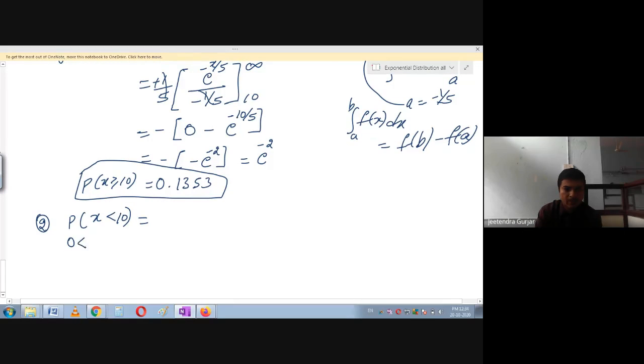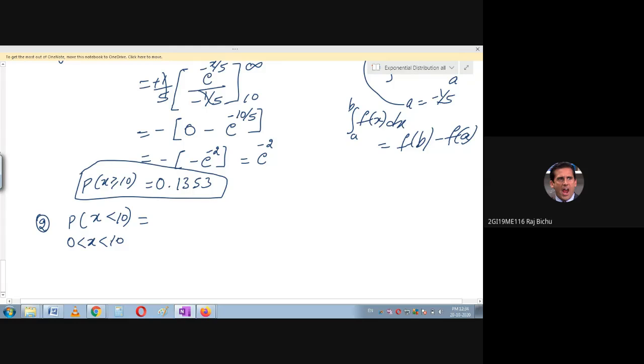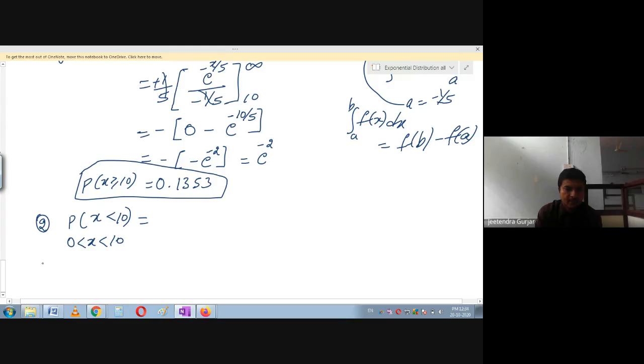Sir, but it is given less than 10, not less than or equal to. Yes, it is not a closed interval, here we have to take an open interval. So for a continuous function you have to take the upper limit and lower limit, 0 to 10. In discrete, we have to take less than 10, that is 9. You should take 9 for discrete. For continuous, it is an open interval 0 to 10.